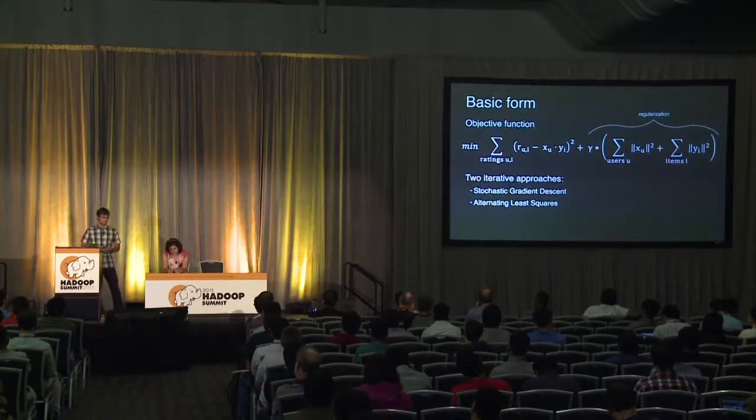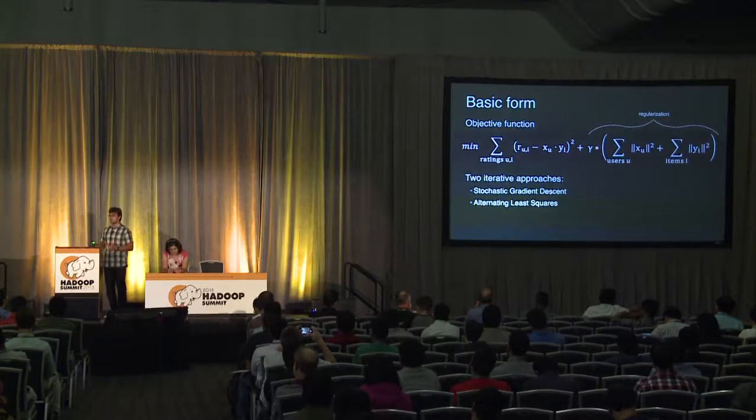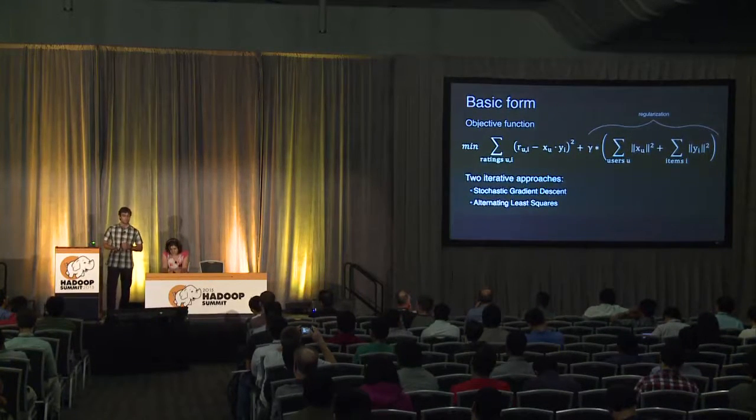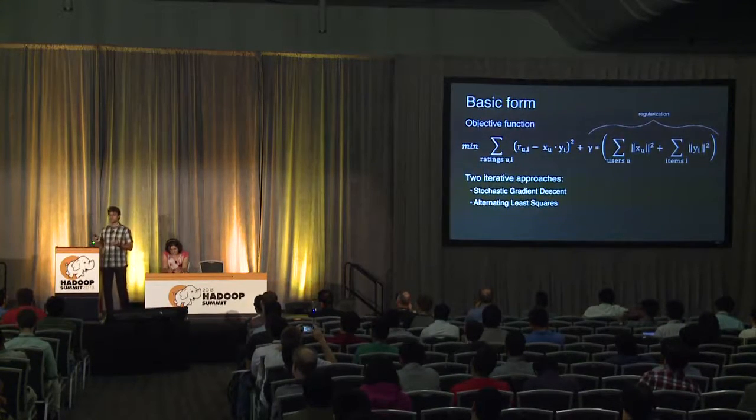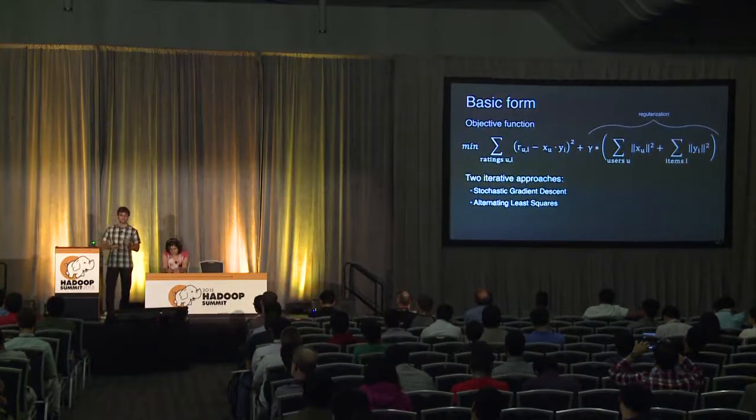The first one is stochastic gradient descent, which basically iterates through all known ratings in a random order. And then for a given pair, we try to modify both user and item feature vectors, moving them slightly in the direction opposite of the gradient so that we match the actual rating better, so that the difference is decreasing.